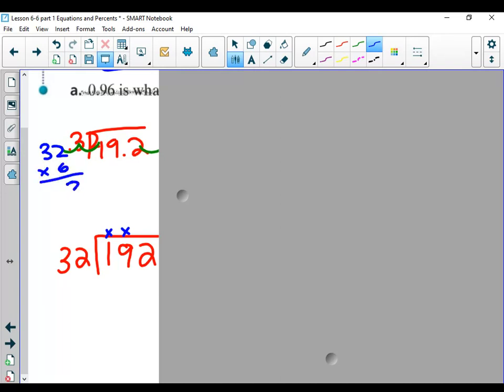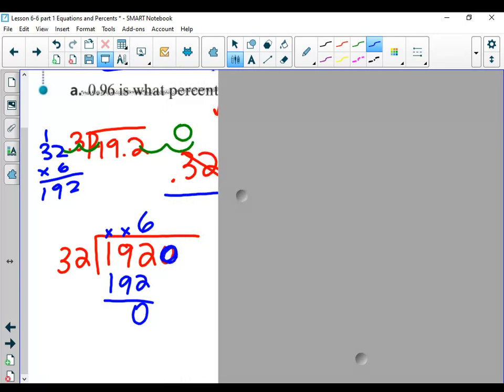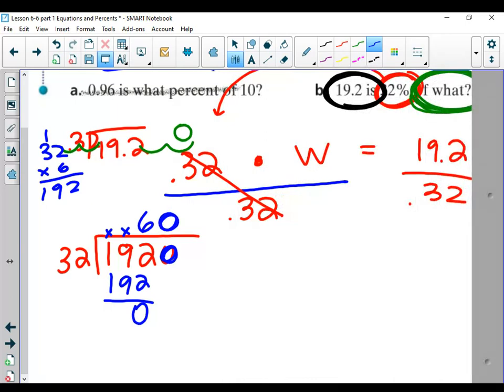Totally guessing here. Yes! I love when I guess right. Is it 6 or 60? My missing whole number, 60.